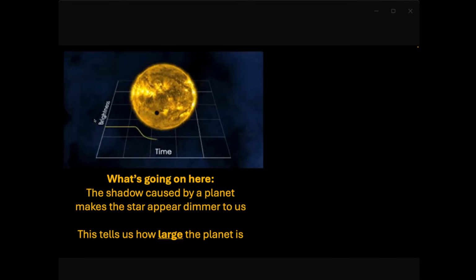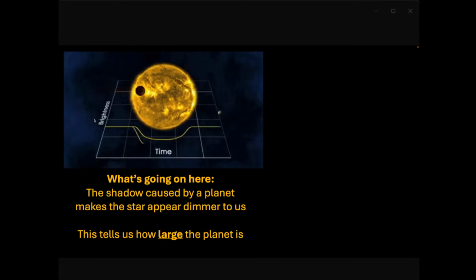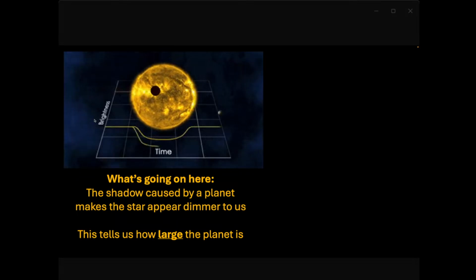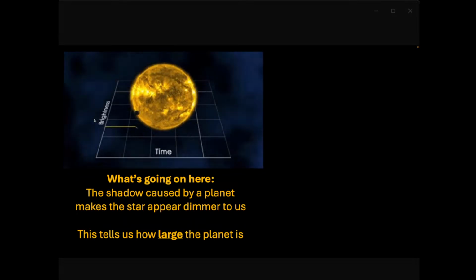And as a result, the amount by which that star gets dimmer tells us something about how large that planet is. So you can see in the animation up there, we've got a terrestrial Earth-like planet, and we've got a Jovian Jupiter-like planet passing in front of the star, and they cause different amounts of dimming.